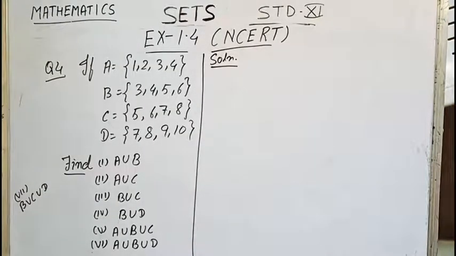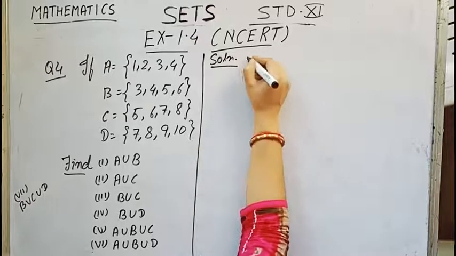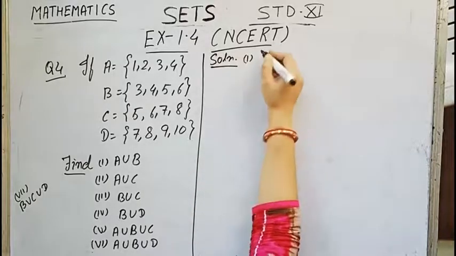Now let us go to question number 4. Question number 4: 4 sets are given, A, B, C, D, with some numbers, and we have to find A union B, A union C, B union C, B union D, A union D union C, A union B union D, and B union C union D. So let us proceed. Question number 4, subpart number 1.